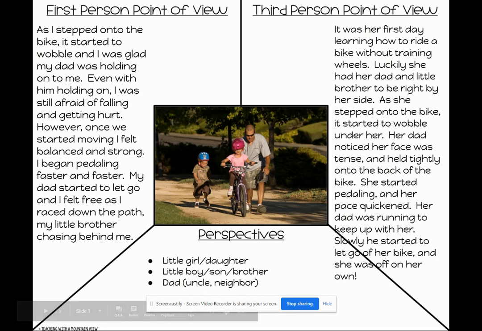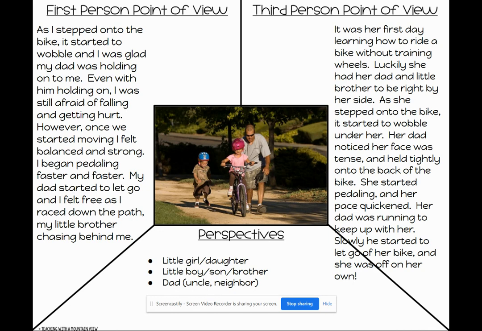This week, we are going to continue practicing point of view. This week, you will be working on writing different points of view using a picture. So if you have not reviewed Monday's video lessons on point of view from last week, please stop this video and go back and review point of view and perspective.